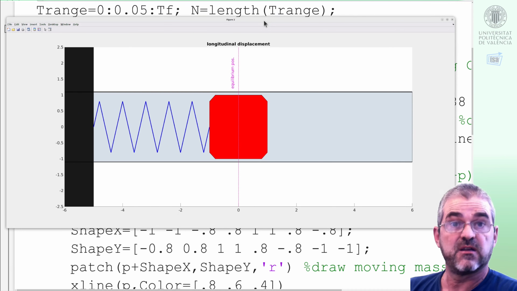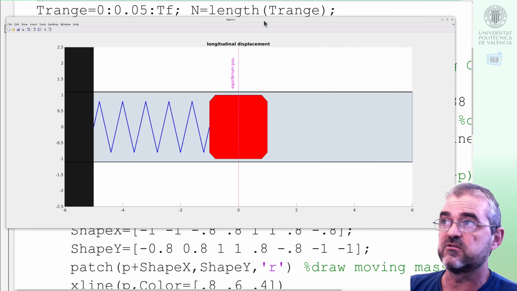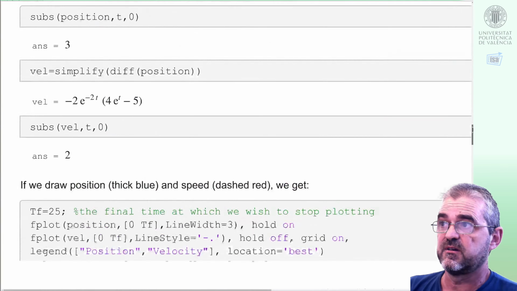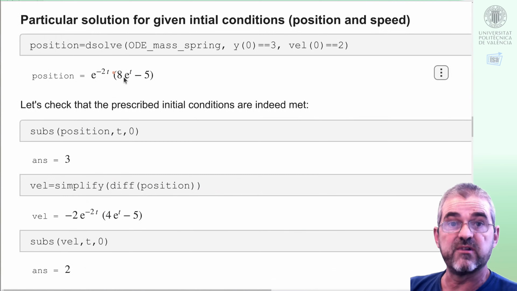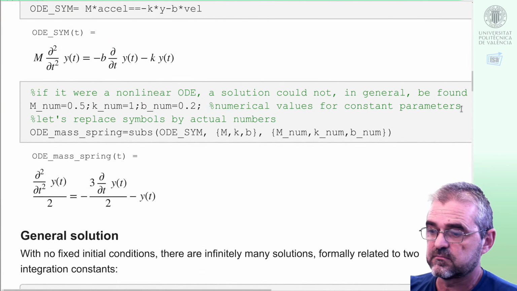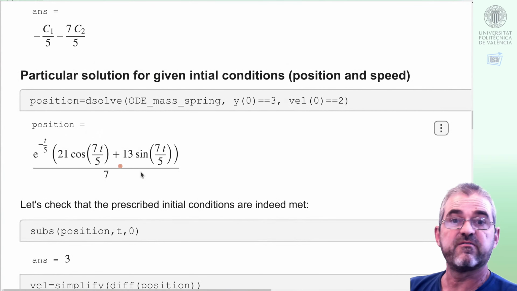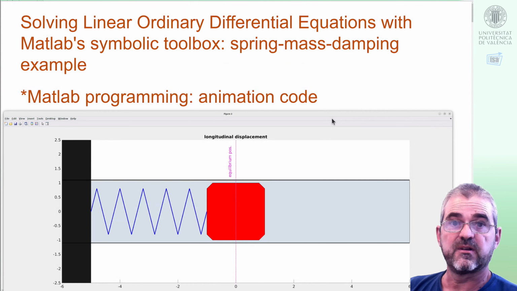To summarize, in this video, we did show how to compute animations of the mass spring system so that we could get a feel of the intuitive meaning of the solutions that we plotted in previous videos, consisting of exponential only terms if overdamped, and exponential plus trigonometric functions if underdamped. So we finish here.